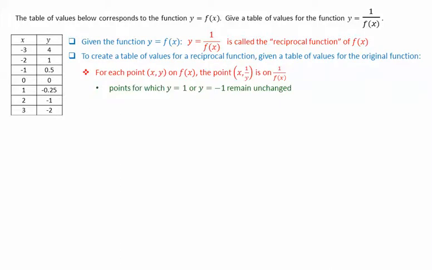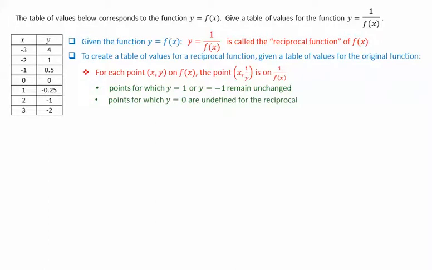Points for which y equals 1 or y equals negative 1 remain unchanged. These points are called invariant points. Note that taking the reciprocal of 1 or negative 1 will simply result in 1 or negative 1.